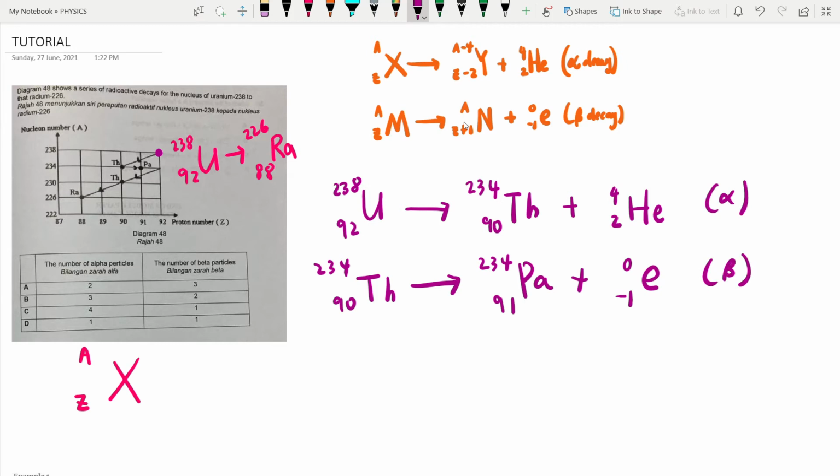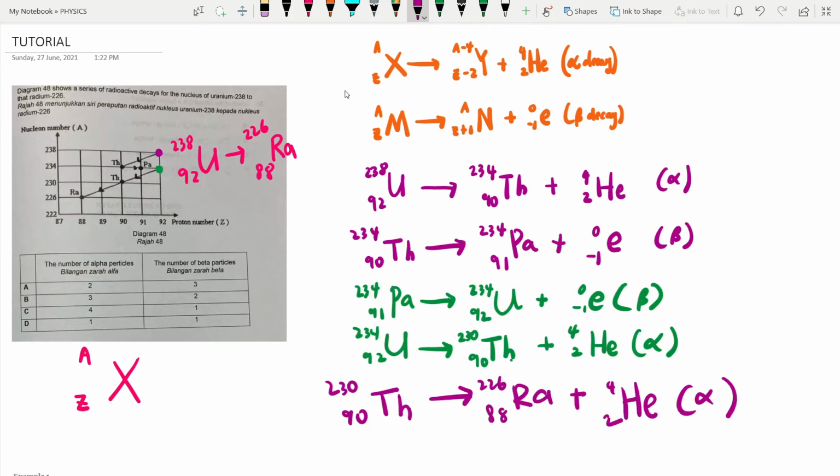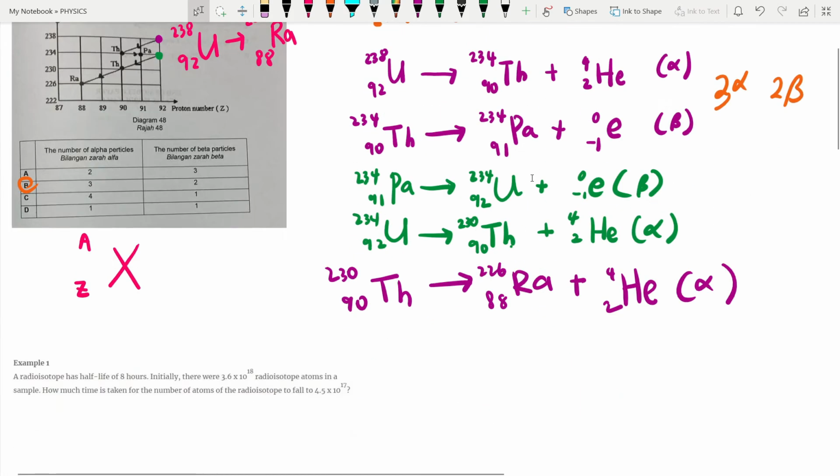So you do the same for everything. Kita kira berapa banyak alpha, berapa banyak beta. Ada berapa alpha? Ada 3 alpha dan 2 beta. So the answer would be B. Alright, for second question.